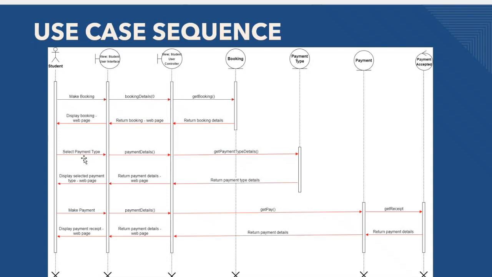After the payment type is selected, the system will return the type that the student has already selected. After selecting, it will go to the next step, which is make the payment. After making the payment, it will go to the receipt as the last step. After this, the system will return, and the last one is display payment receipt. It's for the student's reference.